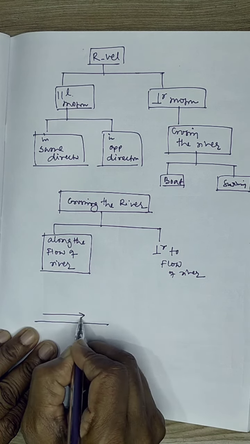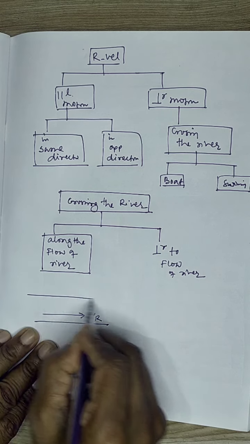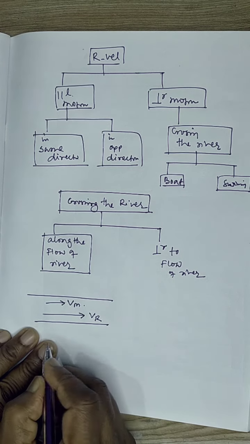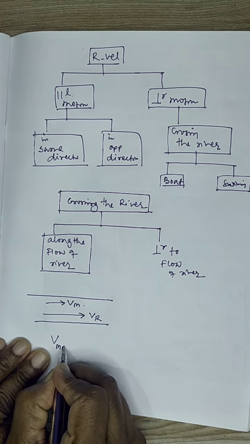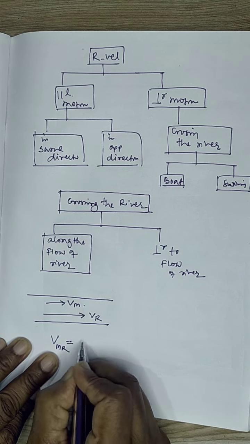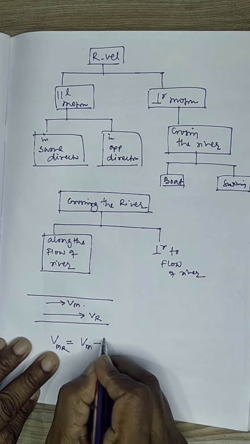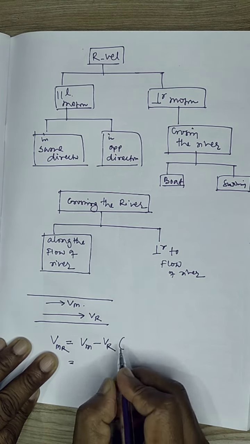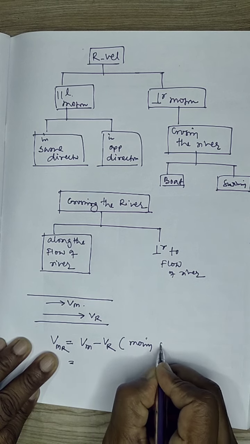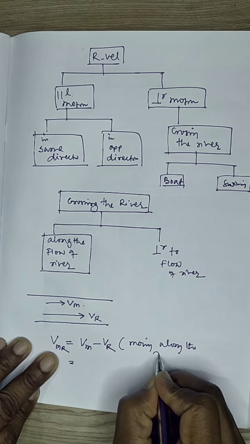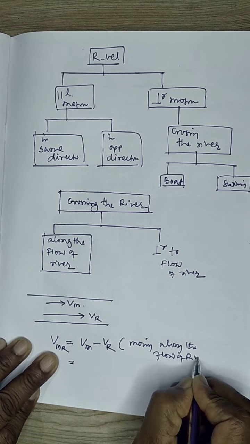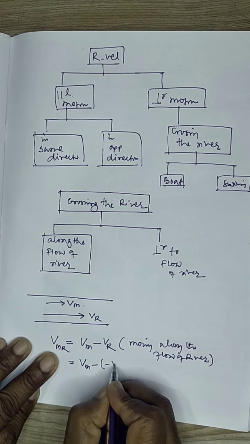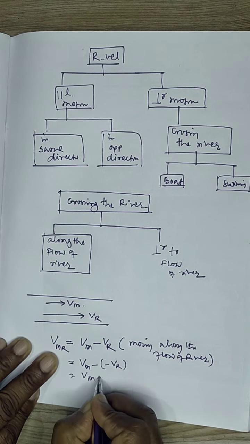Let velocity of river be Vr and velocity of man be Vm, and the relative velocity of man with respect to river is Vm minus Vr. If moving along the flow of river, it is Vm minus of minus Vr, which is Vm plus Vr.